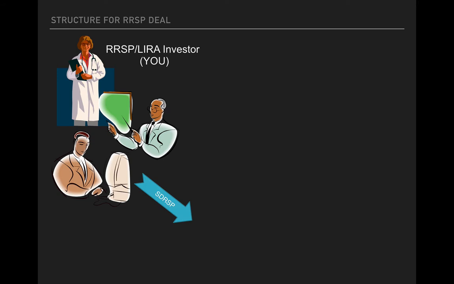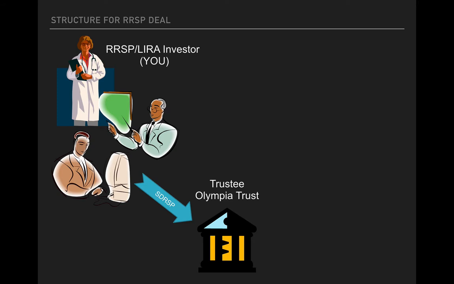Now, self-directed is really just there because it means that you make the decisions, not a manager at the bank. So that's the main difference. And one of the places that I like to use a lot is Olympia Trust. It's where I have all of my own personal experience in dealing with RRSPs. It's where my own are, and it's where many of my clients keep theirs as well. There's a few other institutions that do this as well, but it's not as common as it used to be.